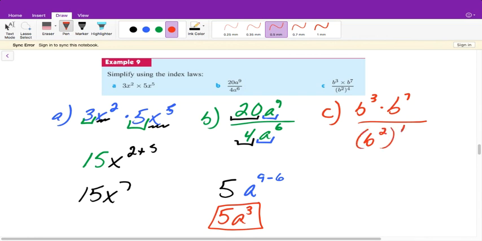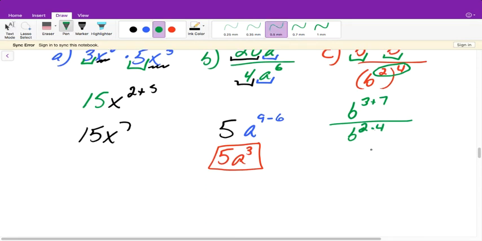We have this power to a power. So I'm just going to go ahead and do it all together. I'm going to look at my numerator first. Here we have the exact same base, so we know our rule is we can add them together. Here we have a power to a power, so our rule is we can multiply them. So it's 2 times 4. So b, 3 plus 7 is going to give us b to the 10th. 2 times 4 is 8, so it's over b to the 8.